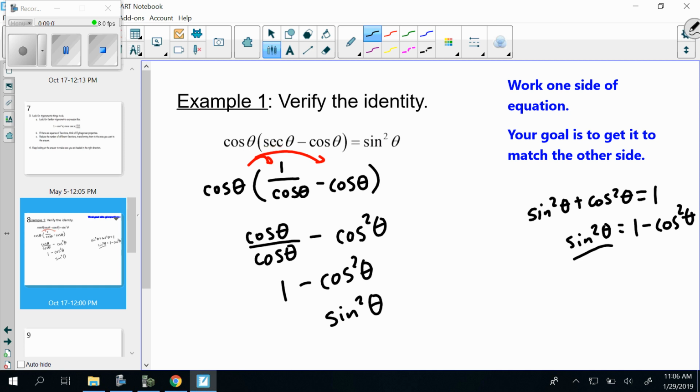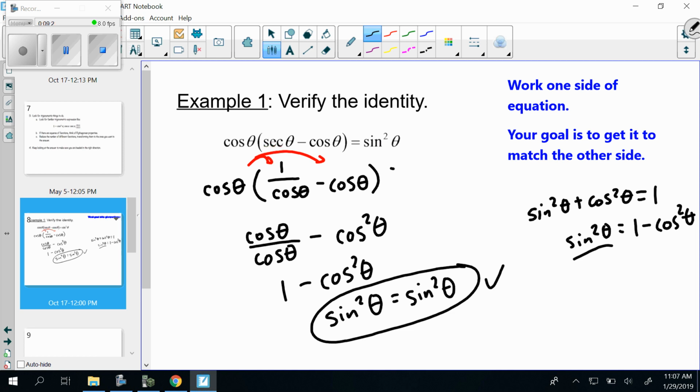So this would be equal to sine squared. And now what we've shown is that sine squared is equal to sine squared, showing this identity. So both sides now come out to be equivalent. So when you're doing these ones, you want to show that both sides are equal. So this whole time, since we had this equal to sine squared, now we finally showed that it is equivalent.